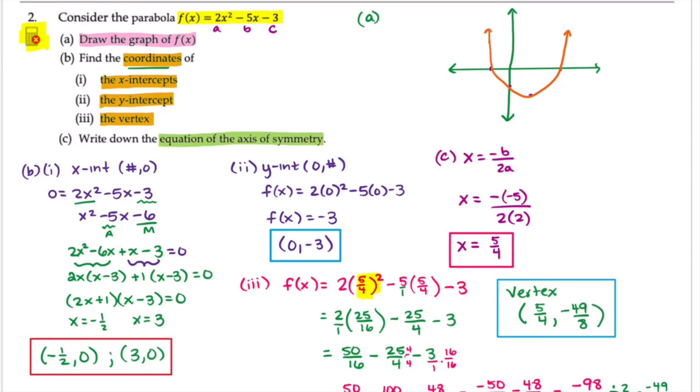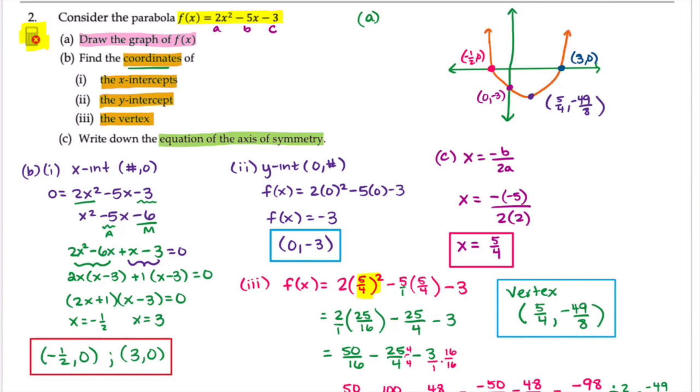Okay, so here are all my key features now. So we have the x-intercept. This first one was -1/2, 0. My y-intercept over here, 0, -3. My vertex, I should say here, is 5 over 4 comma negative 49 over 8. And we have the last intercept here at 3 comma 0.